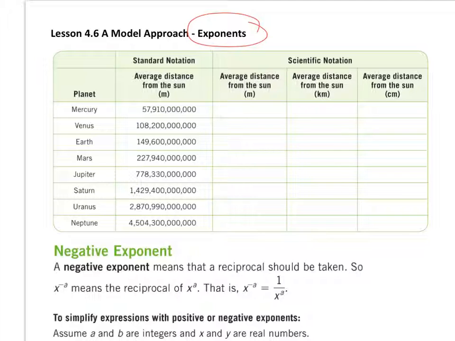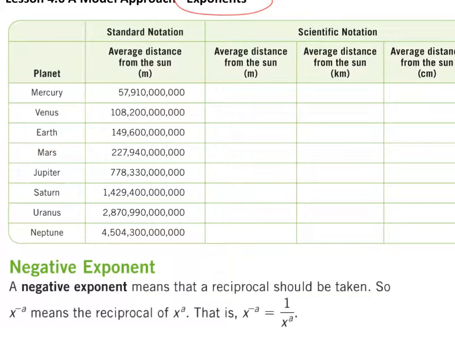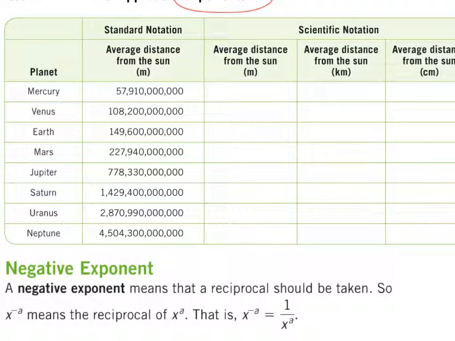So what we did, let's take a planet, say Mercury, and review how we did scientific notation. Say, for instance, I'd like to write Mercury's average distance from the sun. It is going to be this number: 57,910,000,000 meters. So we're going to write this in scientific notation form.